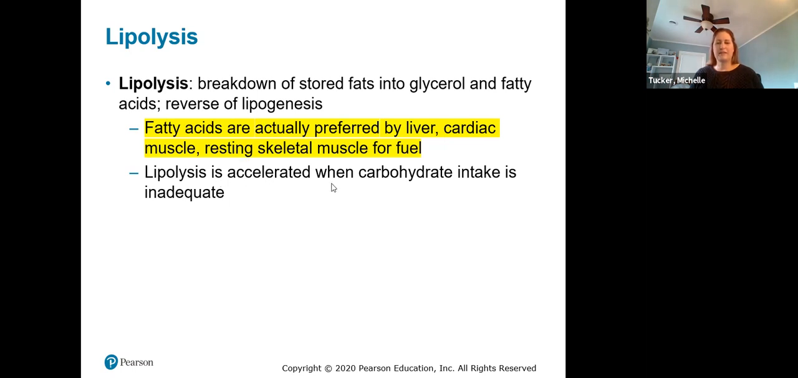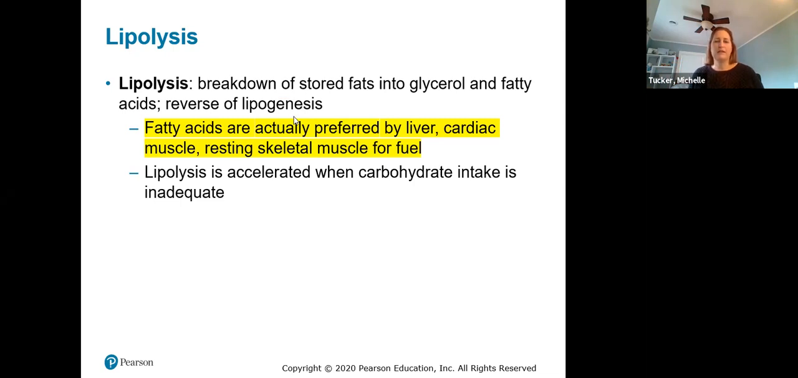Lipolysis is accelerated when carbohydrate intake is inadequate, because this is again going to be glucose sparing. It'll say, let's give you guys as many fatty acids as you can use, and then tissues such as the brain, which can only use glucose or ketone bodies, which we're not going to get into, then it will leave that glucose for the brain.